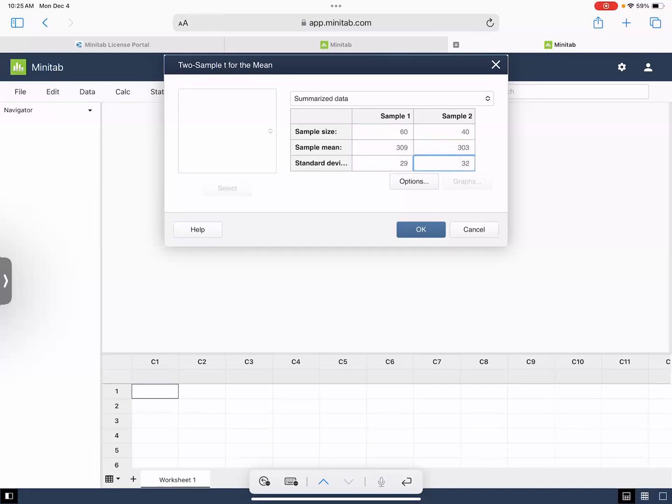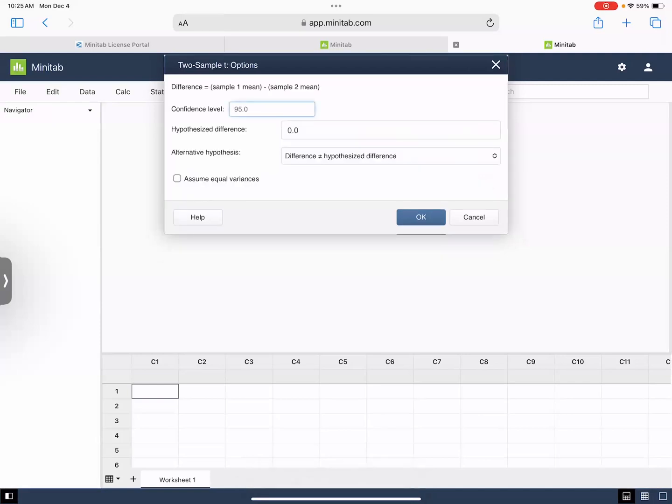Now, at this point, it's very tempting to hit OK, but we still haven't told Minitab what our confidence level was. We also didn't tell it what the symbol was in our alternate hypothesis. So that's why we click on Options, okay? The confidence level says 95%. It is 95%, so I'm not going to change it. But if I calculated the confidence level to be 99%, I'd have to change it, right?